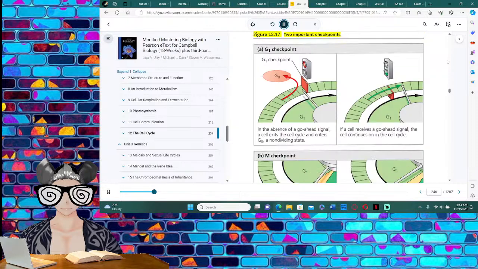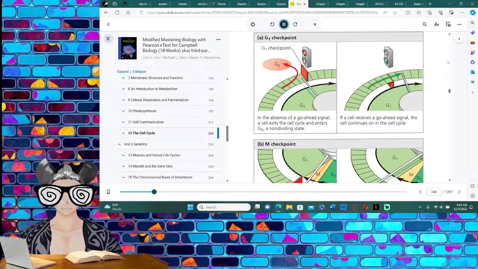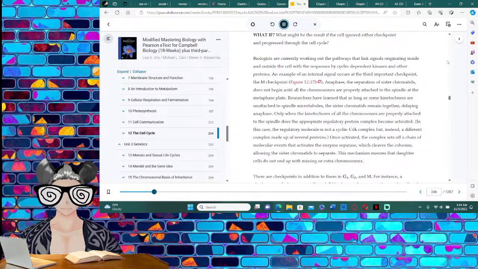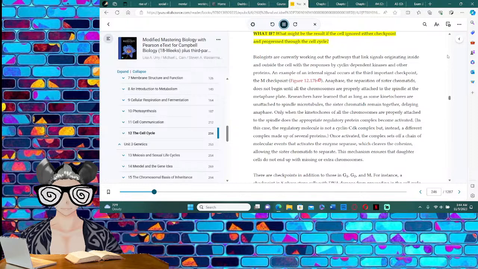Figure 12.17 Important checkpoints. Two important checkpoints are shown: Part A, G1 checkpoint, and Part B, M checkpoint. At certain checkpoints in the cell cycle (red gates), cells do different things depending on the signals they receive. Events of the G1 and M checkpoints are shown. In B, the G1 checkpoint has already been passed by the cell. Figure 12.17 full alternative text. What if? What might be the result if the cell ignored either checkpoint and progressed through the cell cycle?